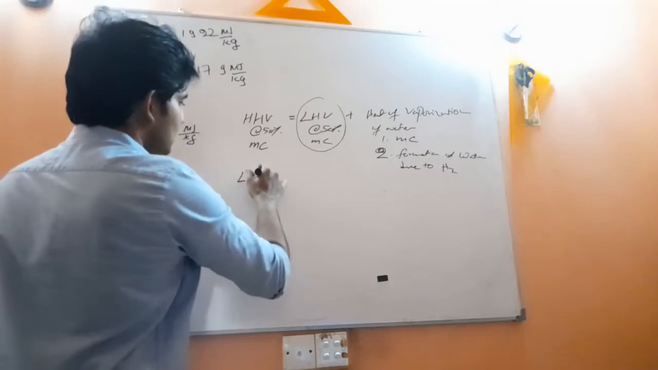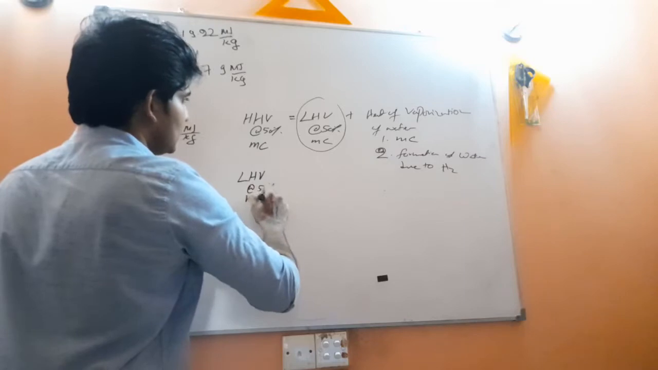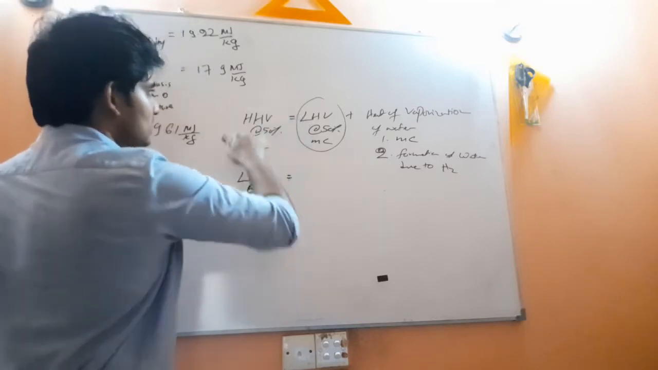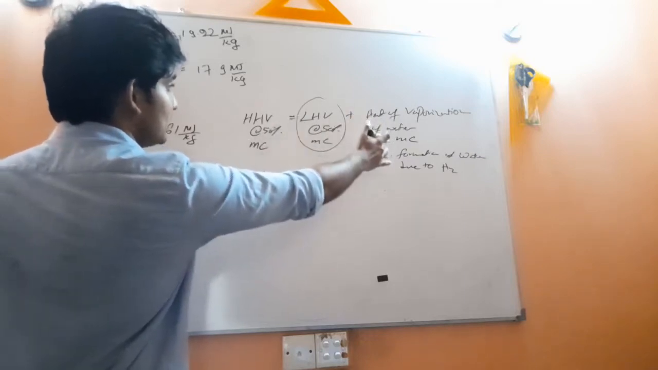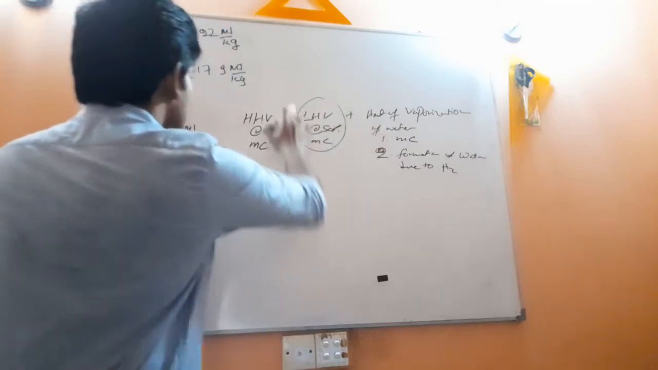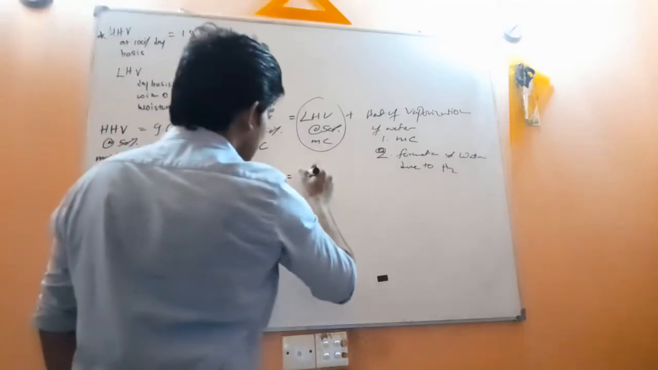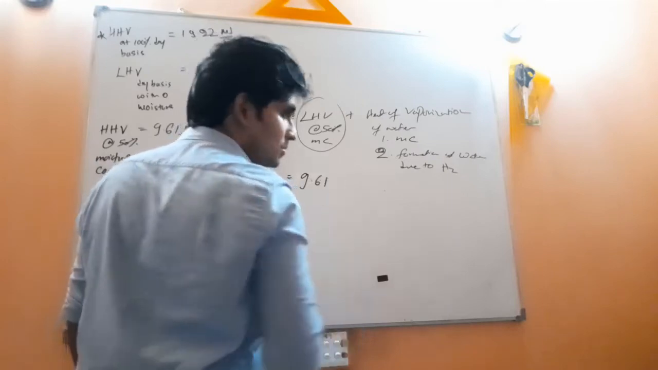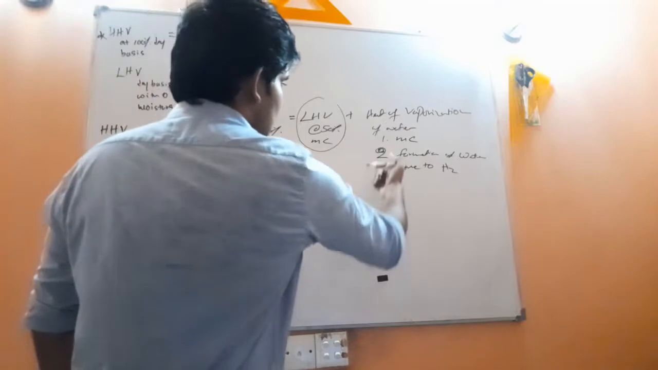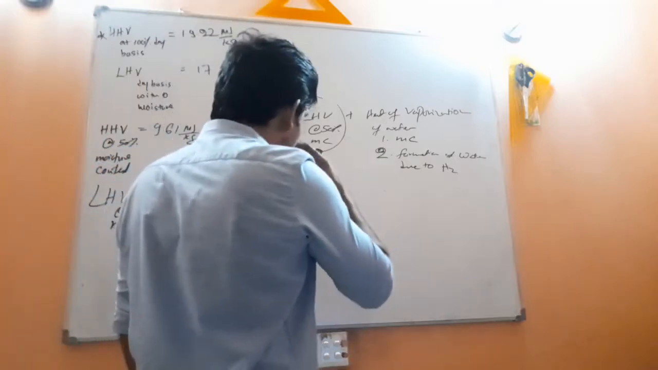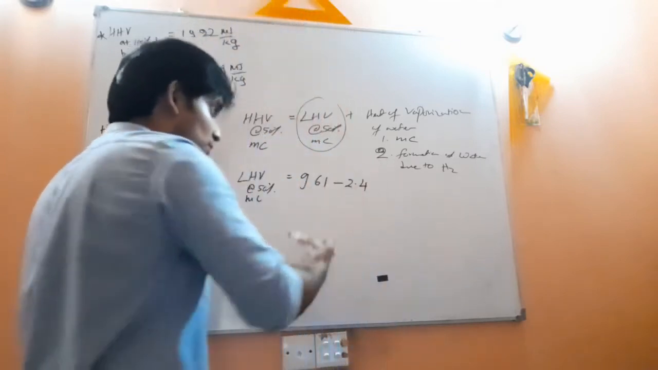So LHV at 50% moisture content equals this guy, higher heating value at 50% moisture content, minus that, right? So what is this guy? You know what this guy is? This guy is 9.61, right? No problem, right? This equals this minus that. What is this one? I told you that is minus 2.4 times, that is the heat of vaporization of water, times.